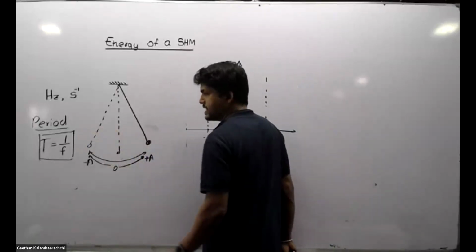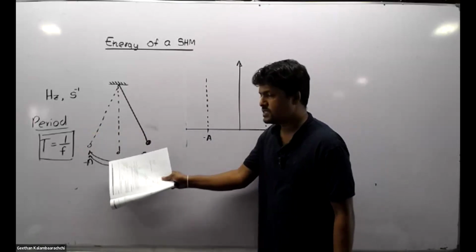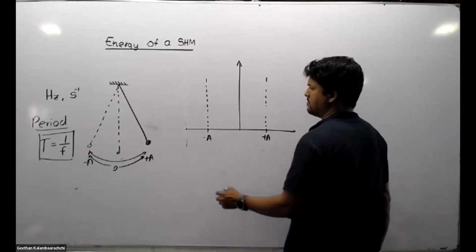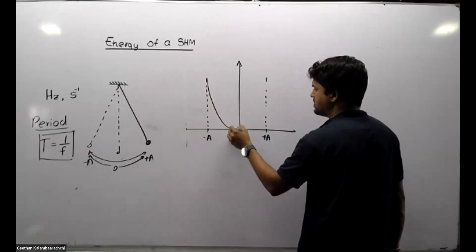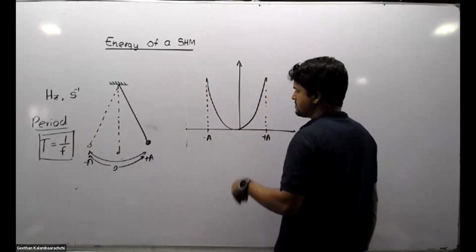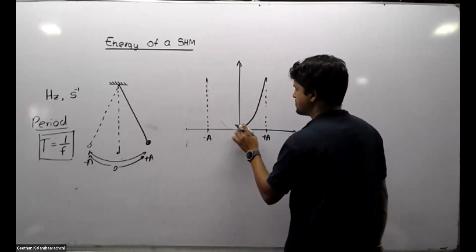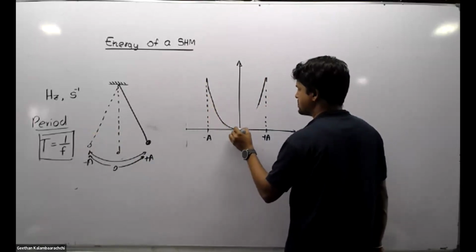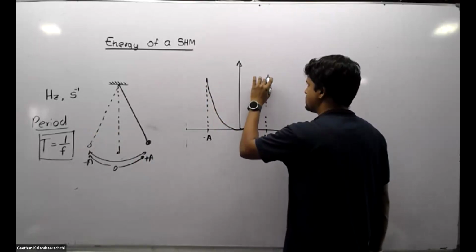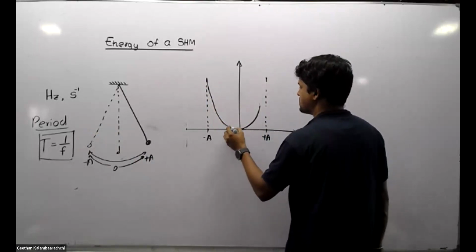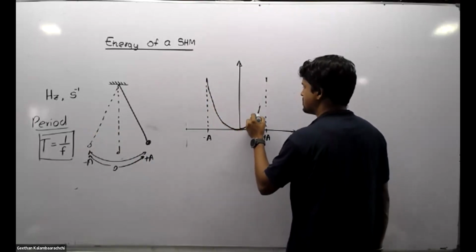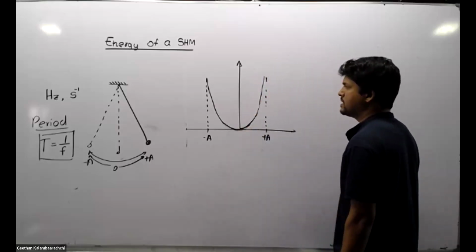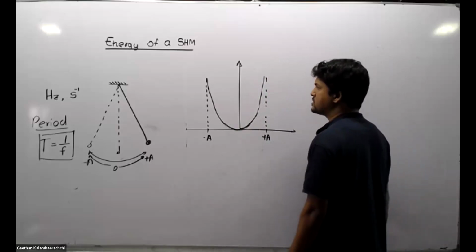Potential energy is highest at the ends and is lowest at the center. That is the variation of potential energy.